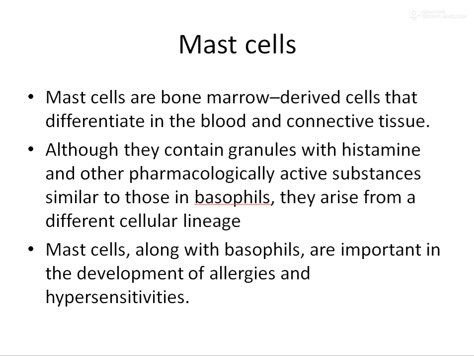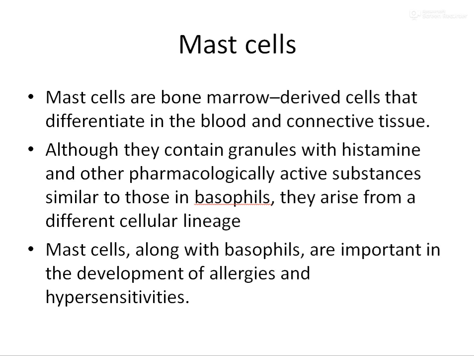Now the mast cells are bone marrow cells which have differentiated in the blood and the connective tissue. Although they contain granules with histamine and other pharmacologically active substances similar to the basophils, they arise from a different lineage. But the mast cells and the basophils are both important in developing the allergic responses.